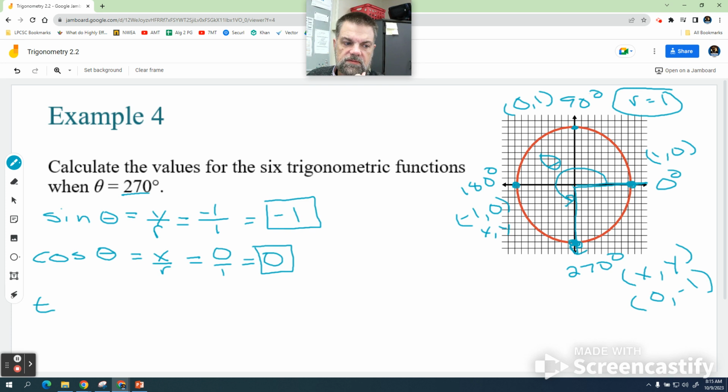Tangent of theta is going to be y over x, which is just going to be -1 over 0. That is undefined.